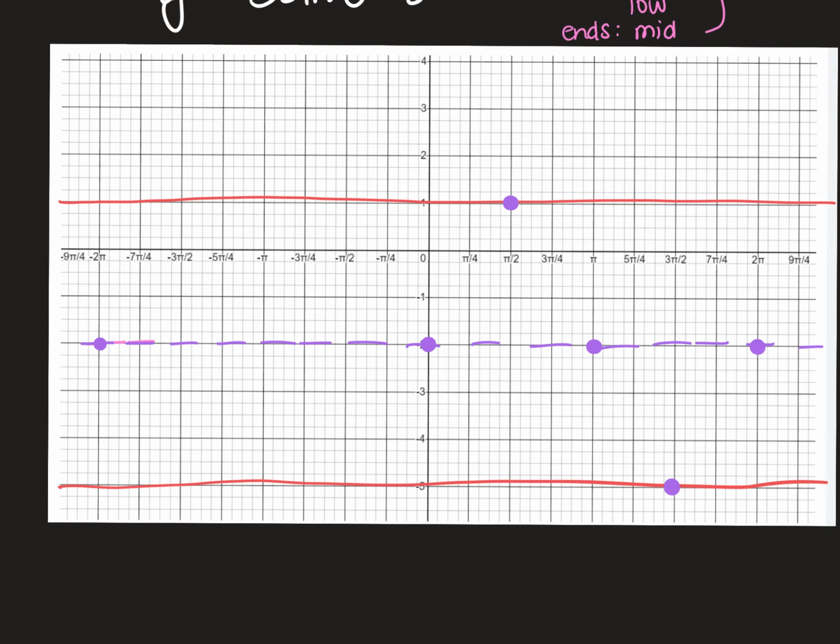Now I can finish that pattern. Halfway between those 2 points, I'll be at a midline point. Halfway between the beginning and the middle of the period, I'm up at my highest. And halfway between the middle and the end of the period, I'm down at my lowest. I have all the points I need. I have filled up that coordinate plane. Now I just need to sketch the graph.